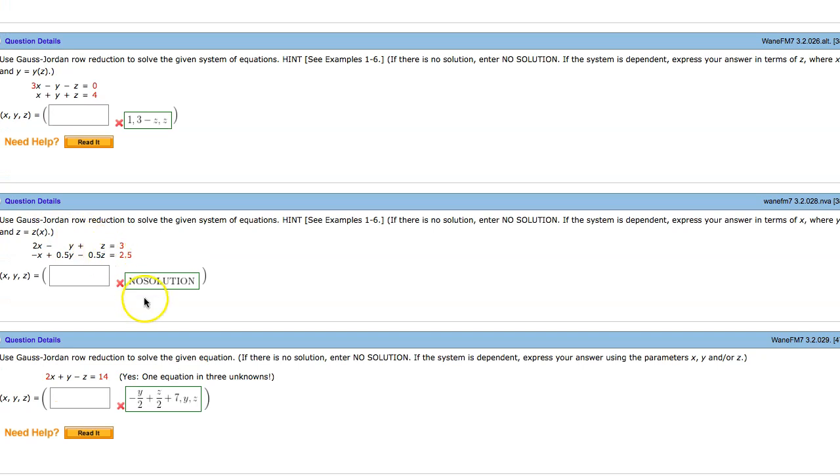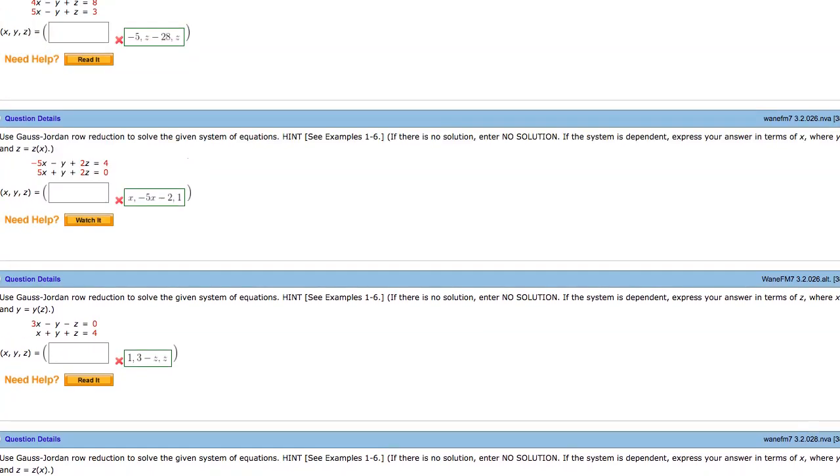Now this one is no solution. If you multiply this row by negative 2, you'll get 2x plus 2x minus 1y plus z. So these two sides match. But you'll get negative 5. That does not match 3. The left sides match perfectly. The right sides are different. That always means no solution.